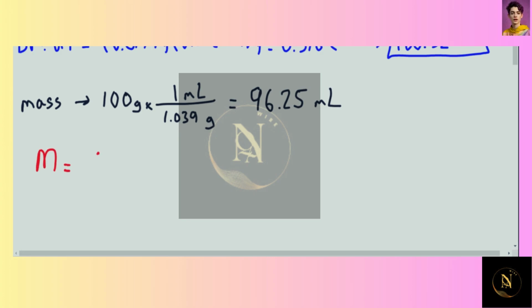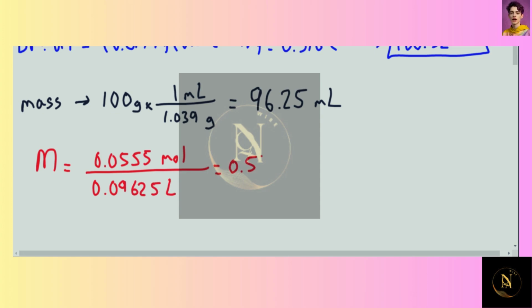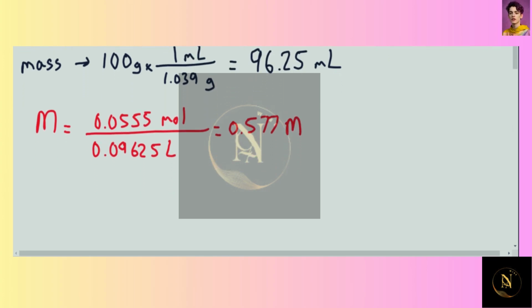So M is equal to 0.0555 moles divided by our volume in liters. And we get a value of 0.577 M. And we can calculate now our osmotic pressure.